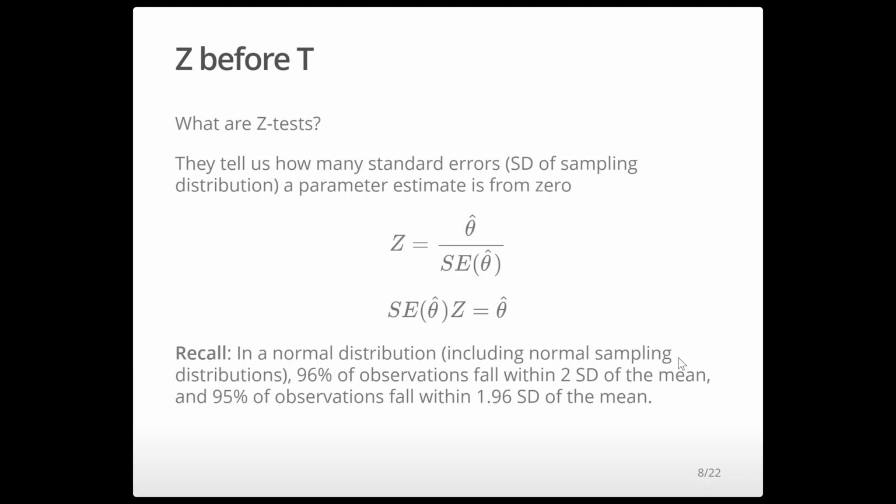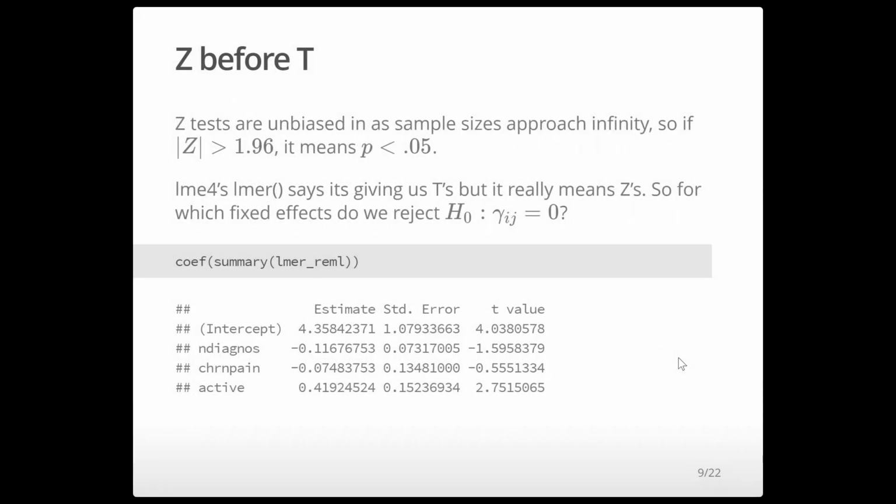If you recall, in a normal distribution, including a sampling distribution, 95% of observations fall within 2 standard deviations of the mean, and more precisely within 1.96 standard deviations of the mean. This is important because it tells us that if the absolute value of z is greater than 1.96, under the null sampling distribution, there is a 5% chance that we would have observed a parameter value with an absolute value this large or larger.